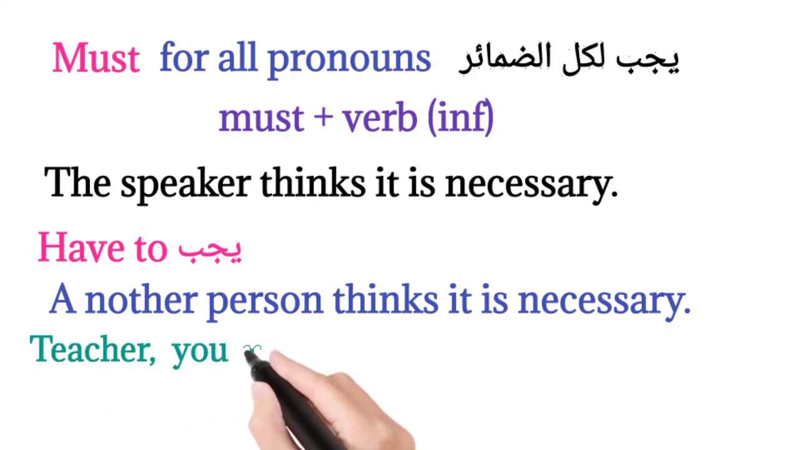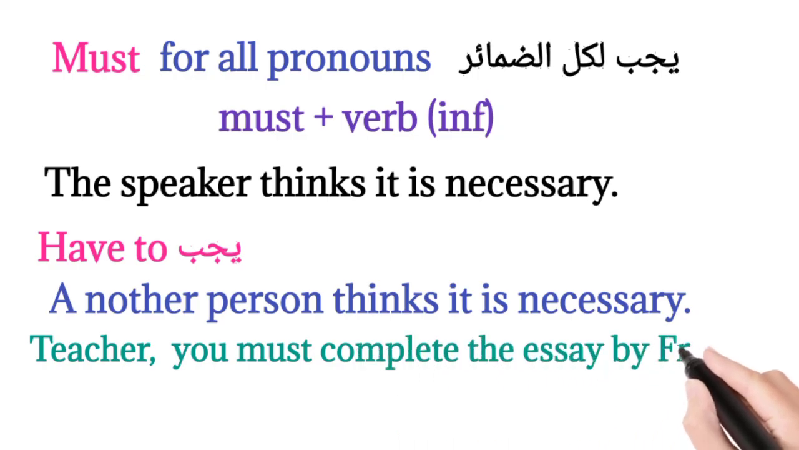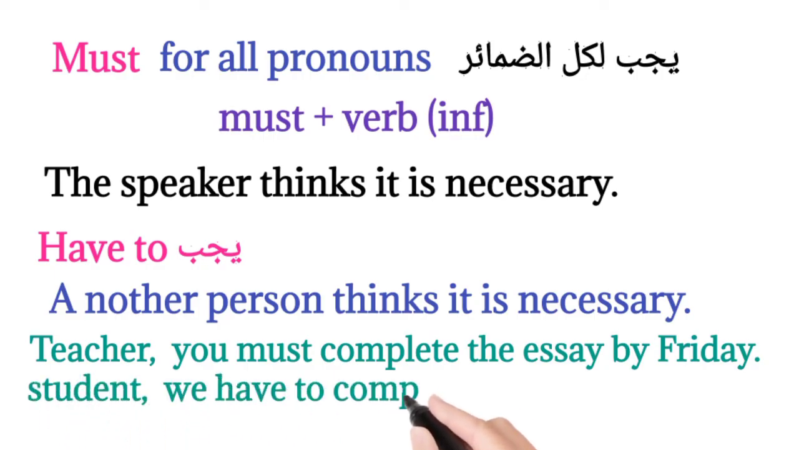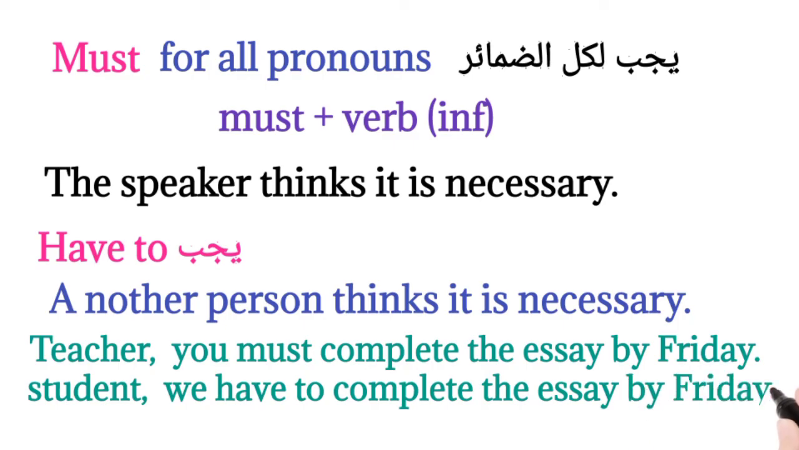ولكن another person thinks it is necessary، شخص آخر هو الذي يعتقد أنه من الضروري فعل هذا الأكشن. Teacher المعلم: You must complete the essay by Friday، يجب أن تكمل المقال يوم الجمعة. Student: We have to complete the essay by Friday. Student here another person، لذلك استخدمنا have to وليس must.